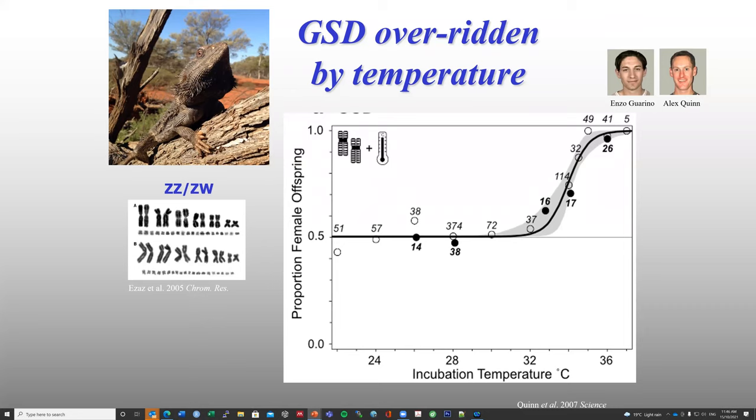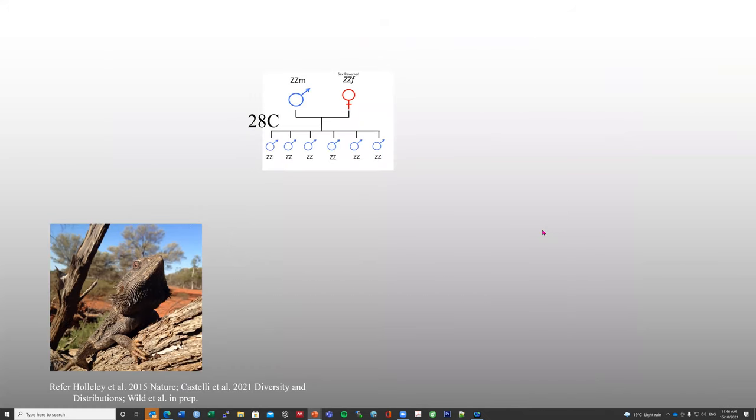And that provides a really unique opportunity to probe into the mechanisms by which temperature is influencing the sex. We used the markers developed by Alex Quinn to demonstrate that this is actually sex reversal and not a case of differential mortality. Now, these sex reversed individuals are viable because when you mate a ZZ male with a sex reversed ZZ female, you get all ZZ offspring, and at 28 degrees, if you incubate those eggs, you get 100% males. So the reversed animals are viable.